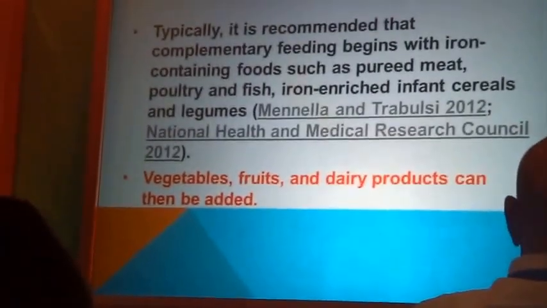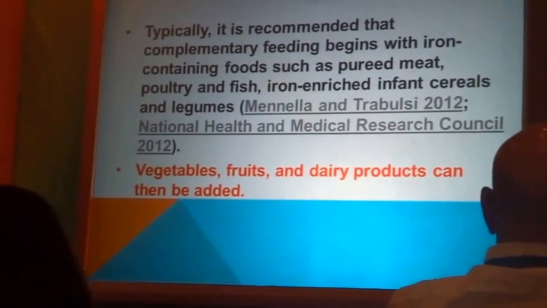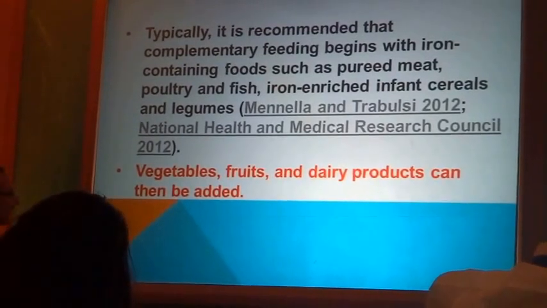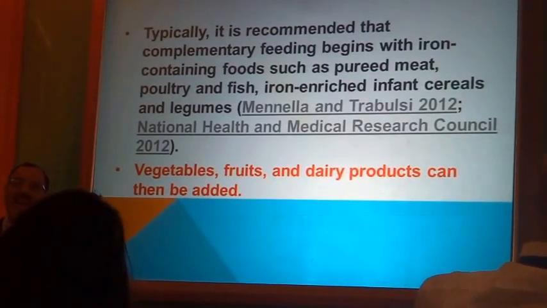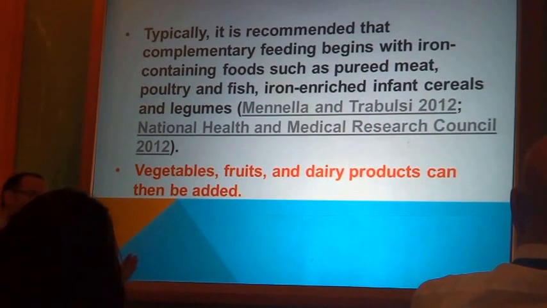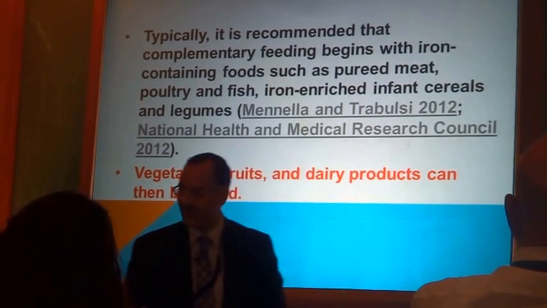We should start, according to the WHO, with iron-containing foods. Iron-containing foods, whether from an animal source or cereal that is supplemented with iron. Vegetables, fruits, and dairy products come after these foods that contain iron.